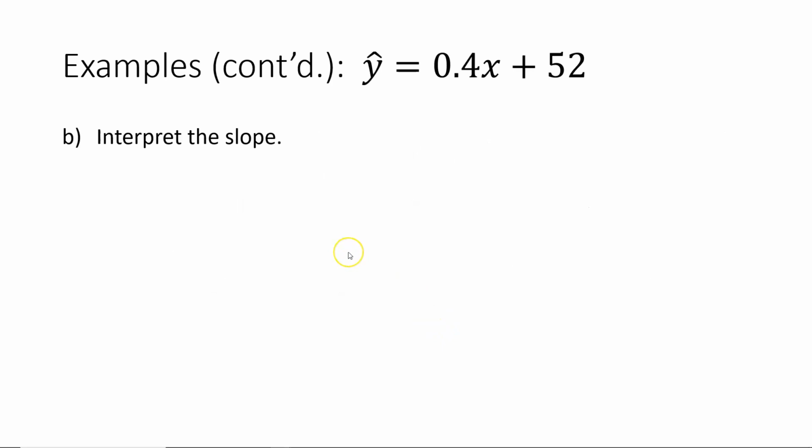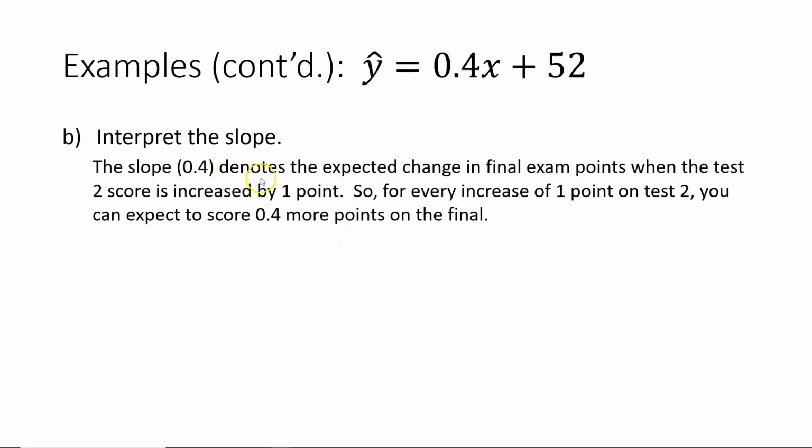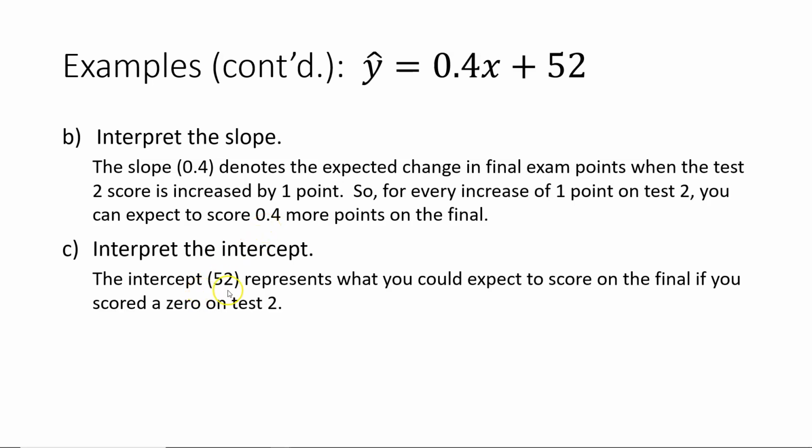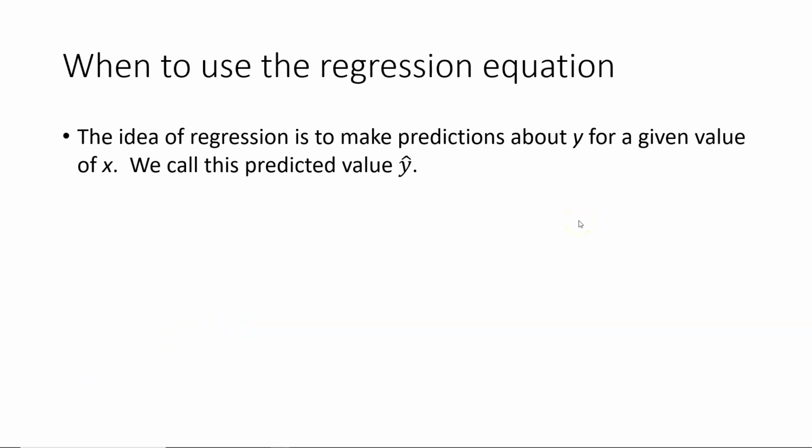Now, what does the slope actually represent? Well, the slope of 4/10 denotes the expected change in final exam points when the test 2 score is increased by 1 point. So for every increase of 1 point on test 2, I can expect to score 4/10 more points on the final exam. What about the y-intercept? What does that represent? Well, the y-intercept of 52 represents what I could expect to score on the final if I scored a 0 on test 2.